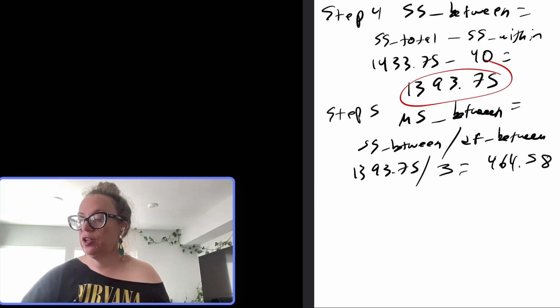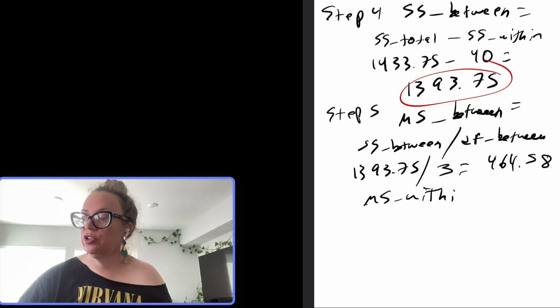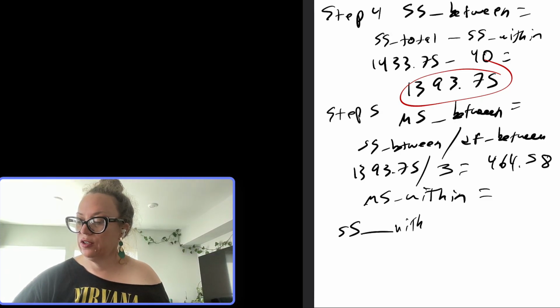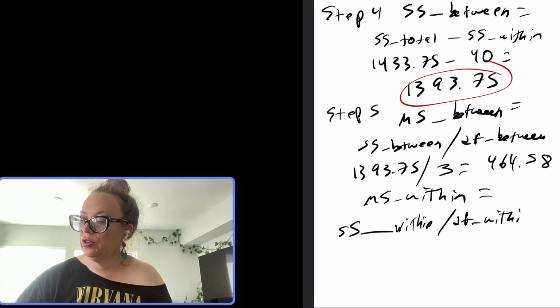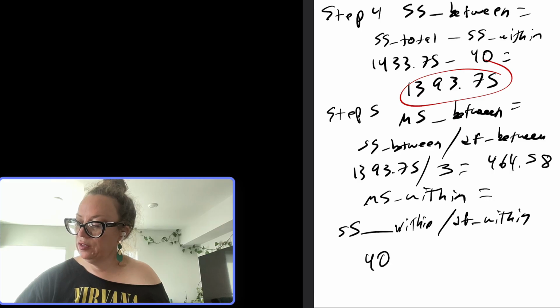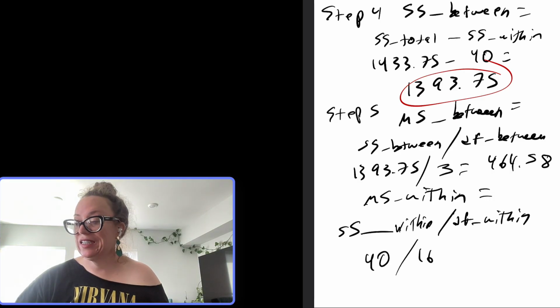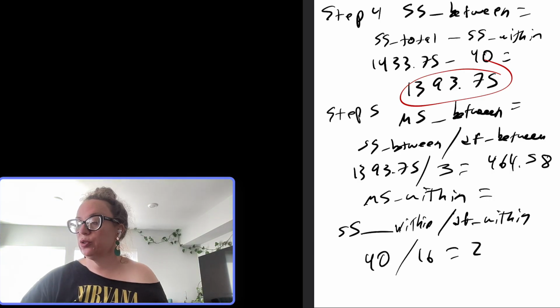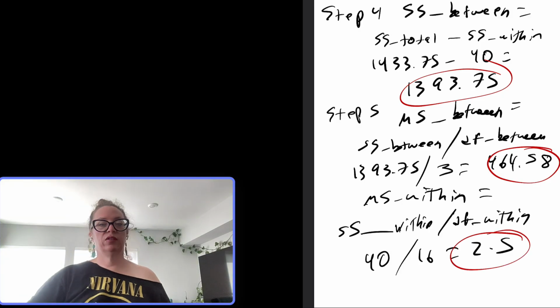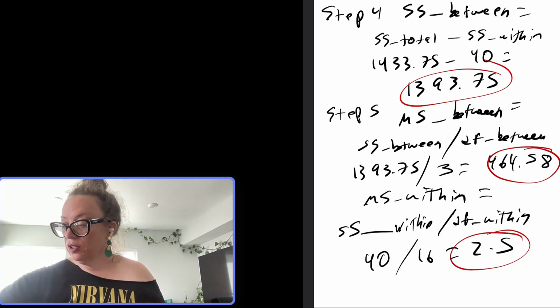And then we'll do the same thing with MS within, but we're going to use all the within values, of course. That is the SS within divided by degrees of freedom within. SS within is 40, divided by degrees of freedom within, which was 16. So this is going to be very small, equals 2.5. So that's the mean of squares between and the mean of squares within, which then brings us to step 7, which is really simple.